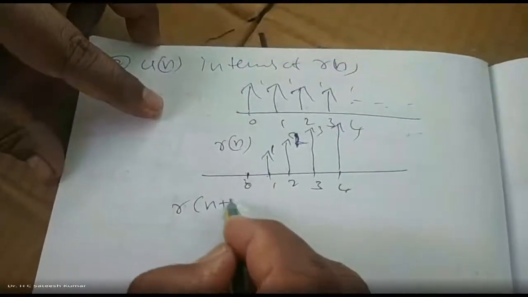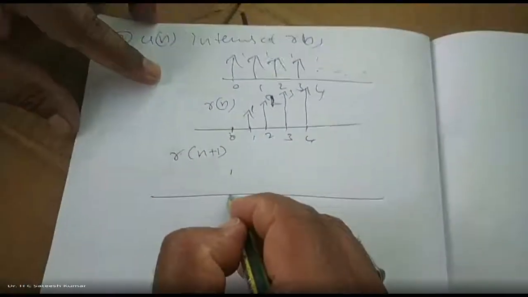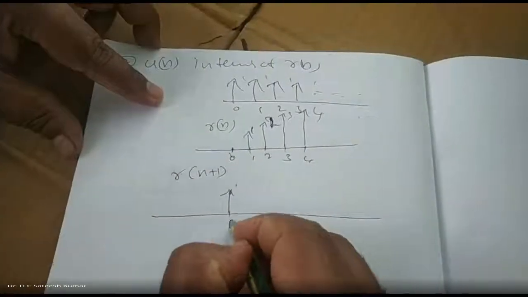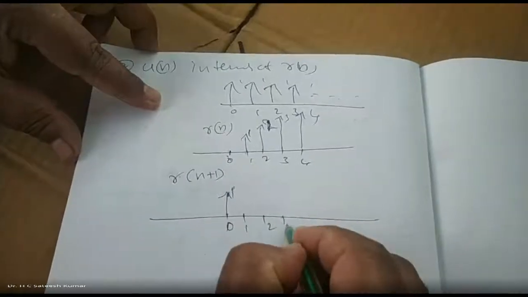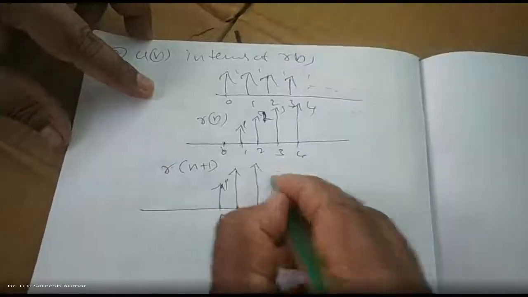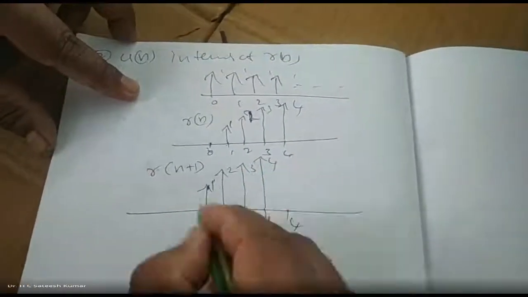R of n plus 1, shift left by 1 unit. It will be like this. At 0 its value is 1. Then 1, 2, 3, 4. This is R of n plus 1.